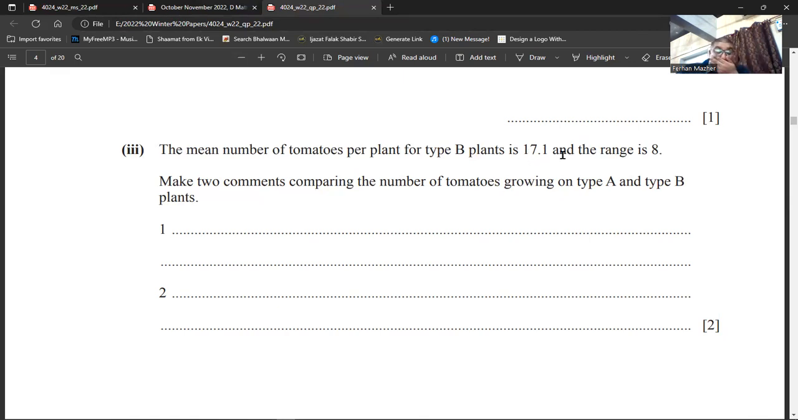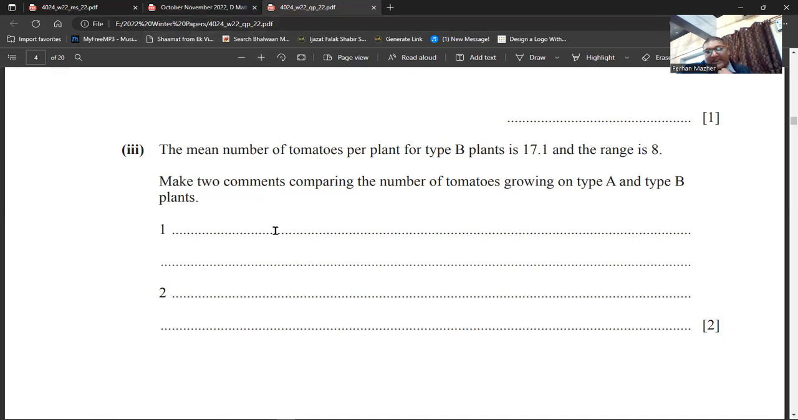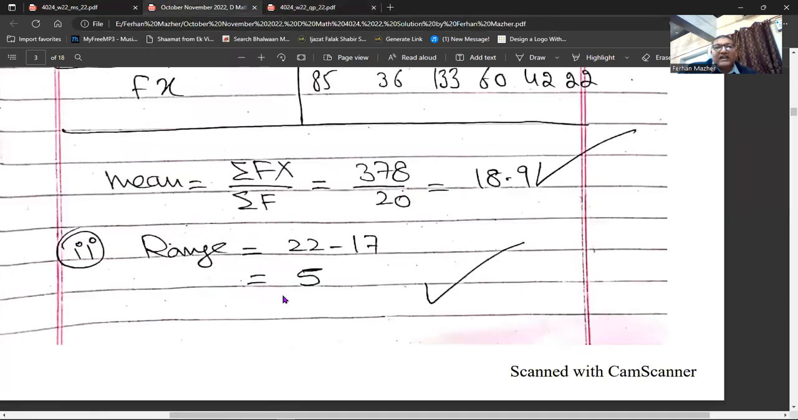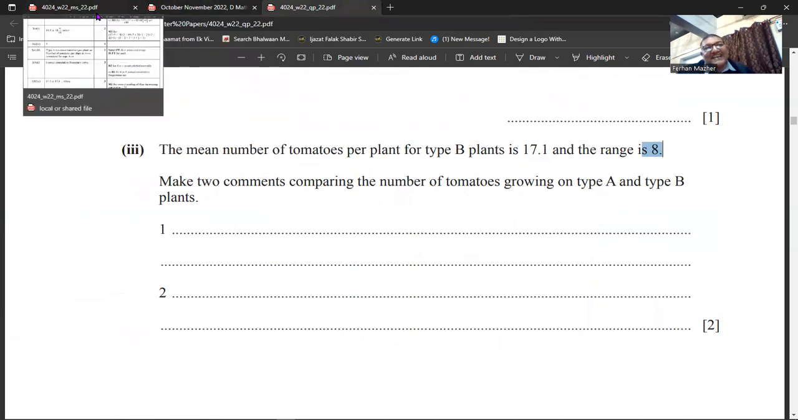Because the mean of A is more, we can say that there will be more tomatoes on the type A plant. The second comment is because its range is only 8 and the range of the A is 5, so we can comment that the production of the A is more consistent because its range is less.